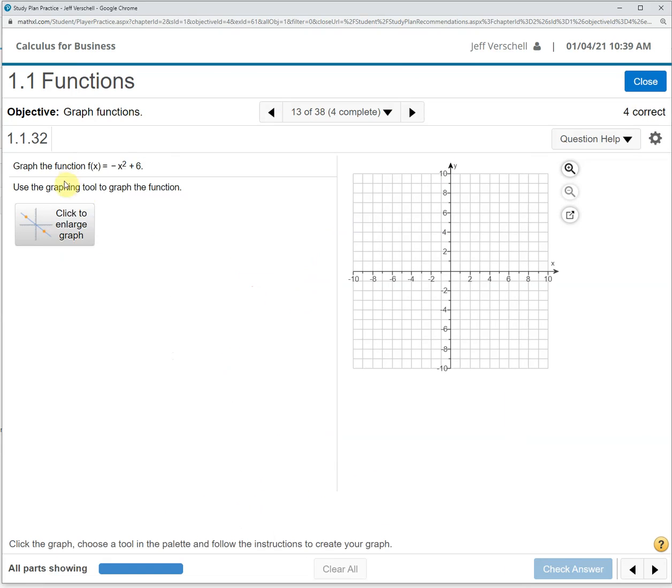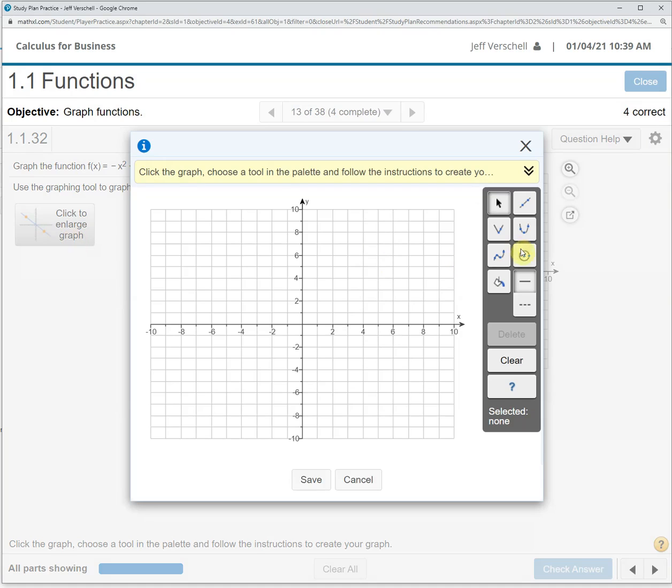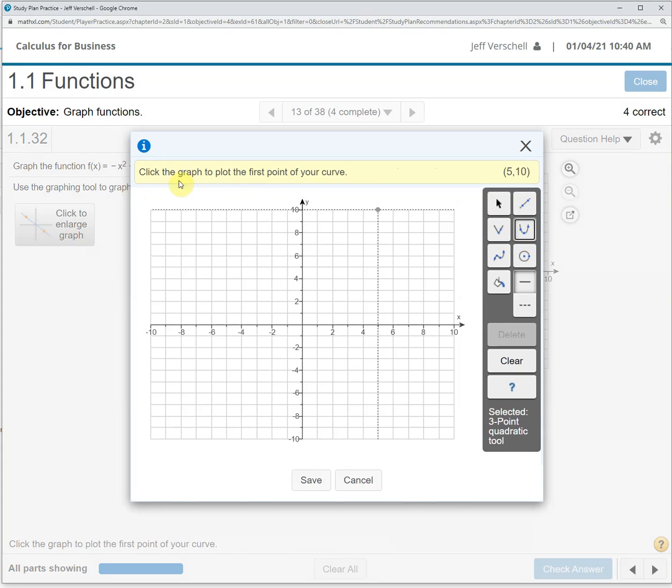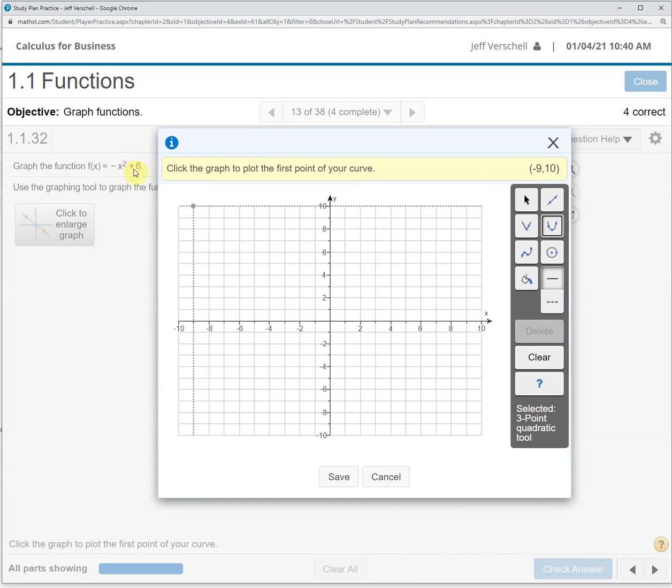So knowing that, let's take a look. Now this one says use a graphing tool. A little bit trickier using the graphing tool, but here's my line, here's my absolute value, here's my parabola. So let's click parabola, and it says click the graph to plot the first point. Well, let's look at that first point. Notice here it's still the same thing. This is still my y-intercept, because if I plot points, if x equals 0, I can make a table of values. If x equals 0, I get 0 plus 6, which is 6. So if x equals 0, then y equals 6. There's my first point. Whoops. Why is it not going there? Let's do that again.